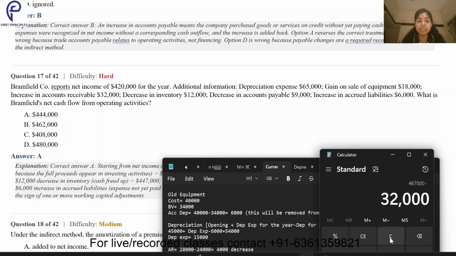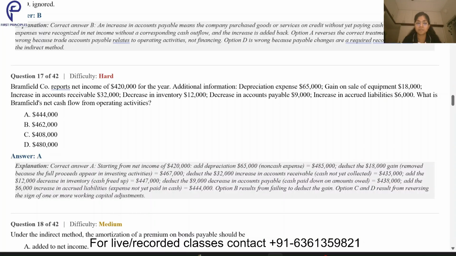Then decrease in inventory. If there is any decrease in any of the current assets, it should be added back. Then decrease in accounts payable. Decrease in current liability should be subtracted. Then increase in accrued liability, an increase in current liability, it should be added. So we are getting 4,44,000 as the net cash flow from operating activities, and that is my correct answer.